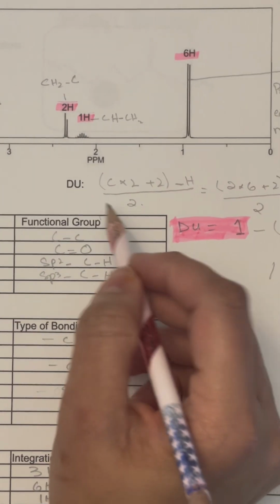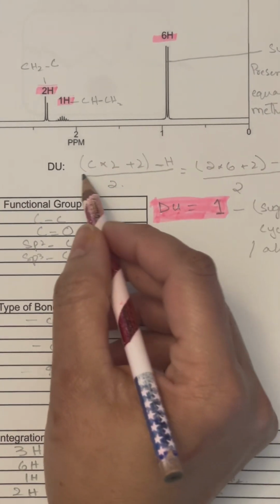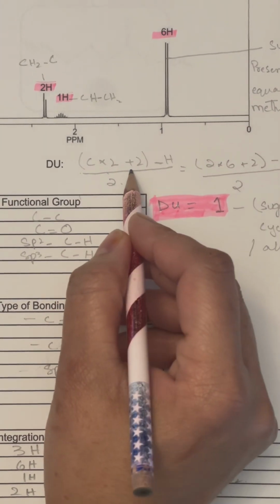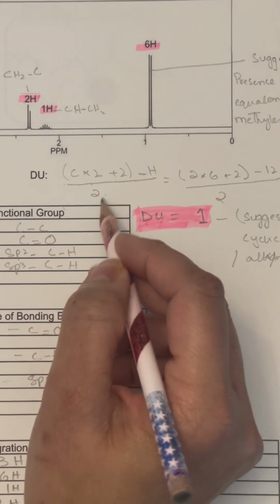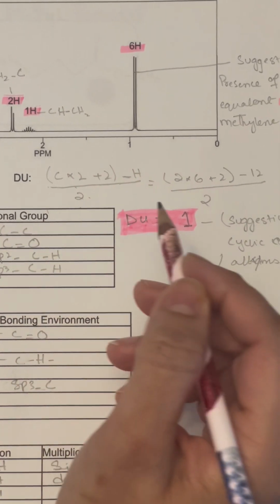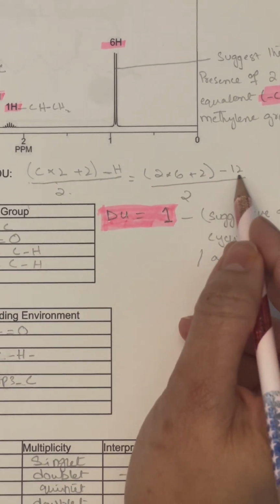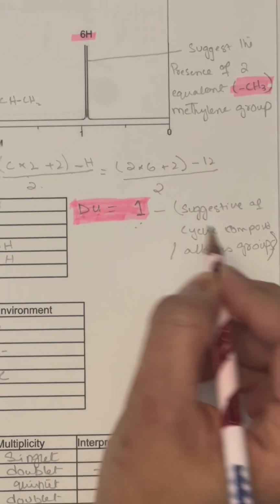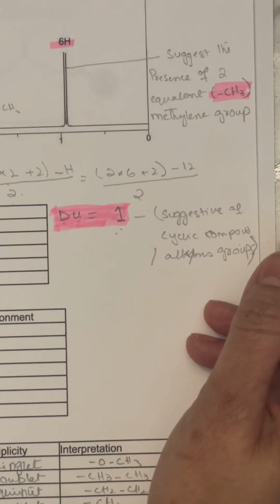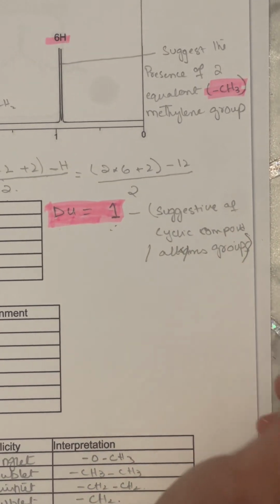The formula to find the degree of unsaturation is carbon multiplied by 2, plus 2, minus the hydrogen present in the molecular formula, divided by 2. After plugging the values into the formula, we get a DU value of 1, which represents the presence of either a cyclic compound or alkyl groups.